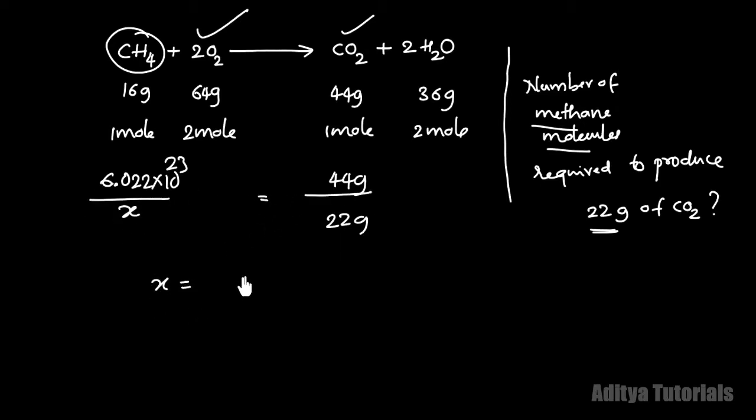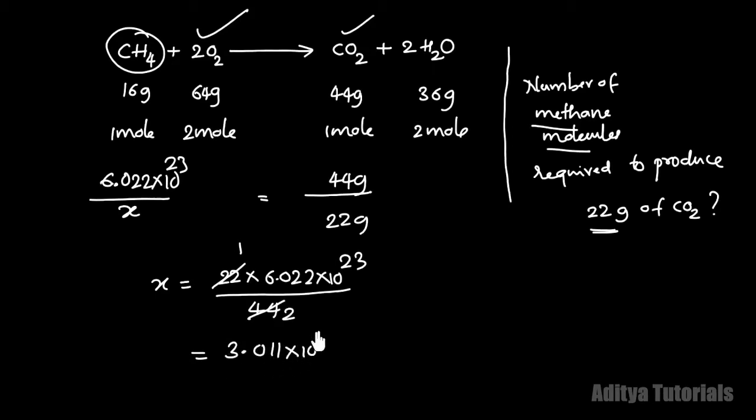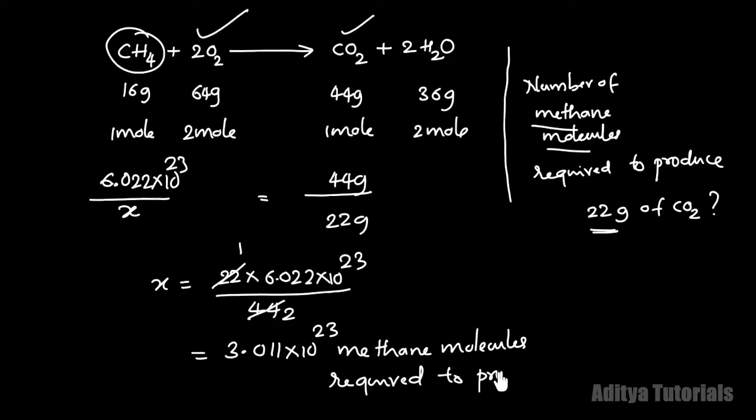We'll get x is equal to 22 into 6.022 into 10 to the power of 23 divided by 44. And this is 1 and this is 2, and we get 0.5, or you will get 3.011 into 10 to the power of 23 methane molecules required to produce 22 grams of carbon dioxide, CO2.